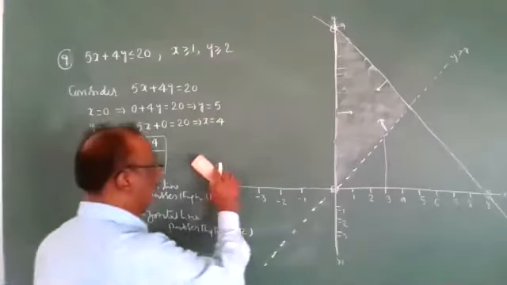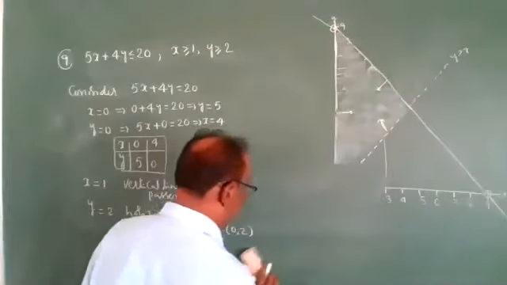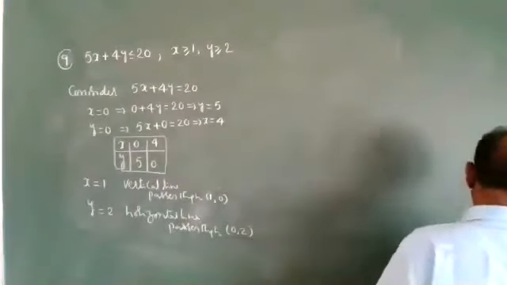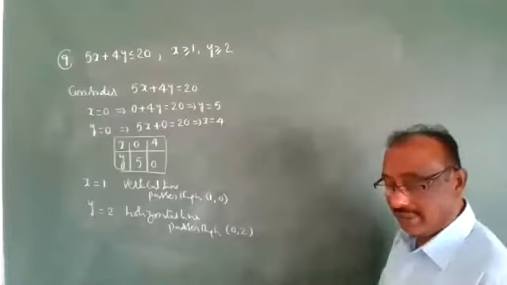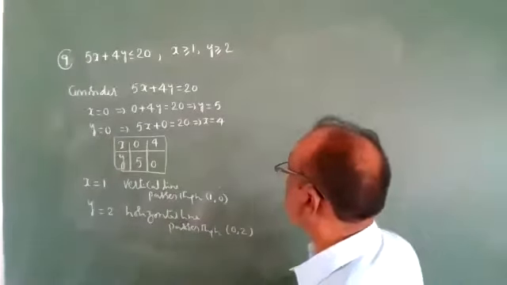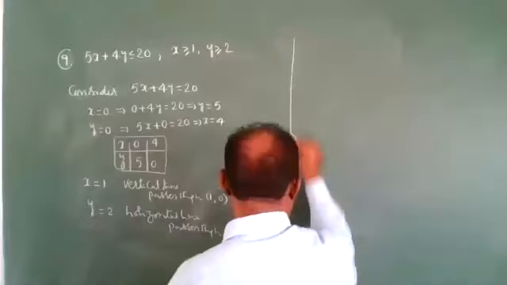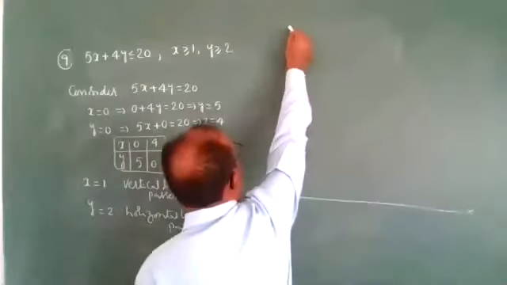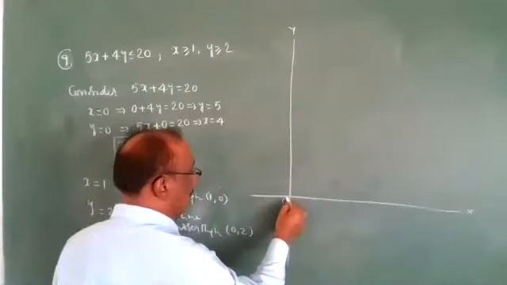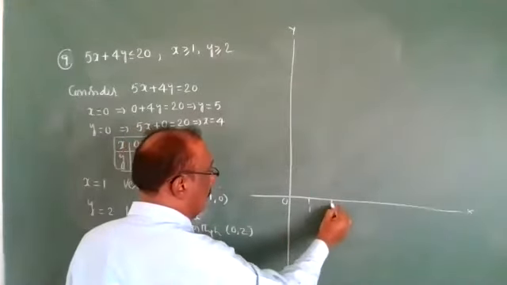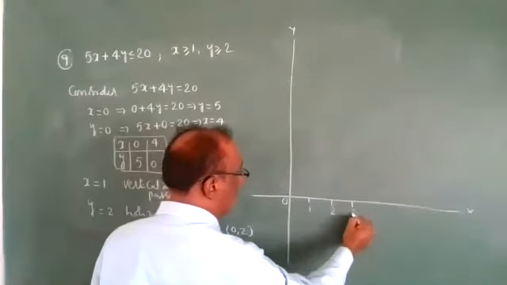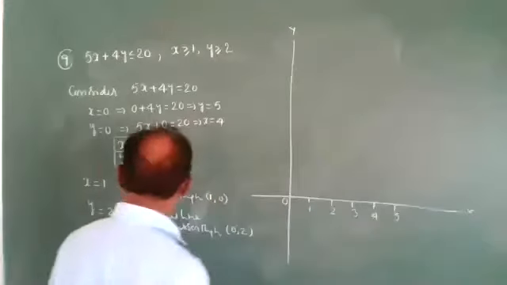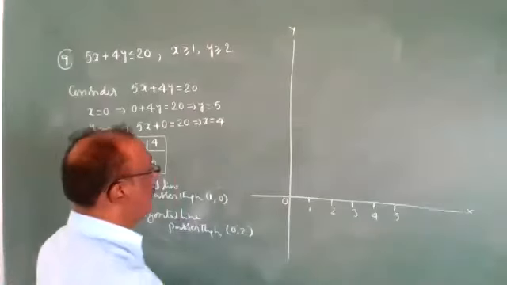I will draw the figure. Everyone see. We have three lines. Everyone take the three lines. This is the x-axis. This is the y-axis. 0, 1, 2, 3, 4, 5. The maximum is 5.